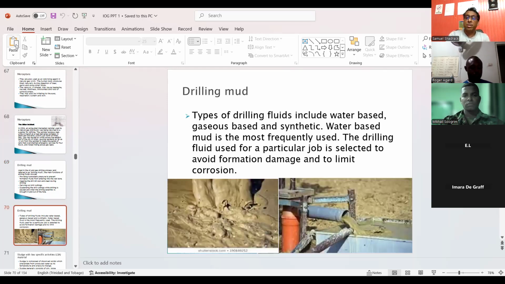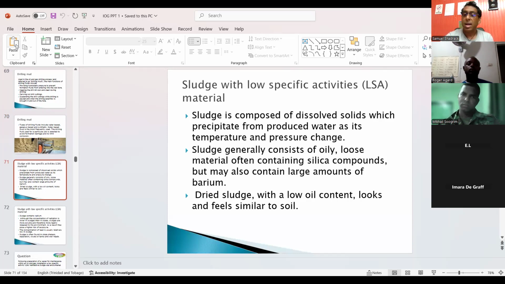Types of drilling fluid include water-based, gaseous-based, and synthetic. Most companies just prefer mud anyway, right? Water-based mud is the most frequently used. The drilling fluid used for a particular job is selected to avoid formation damage and to limit corrosion.